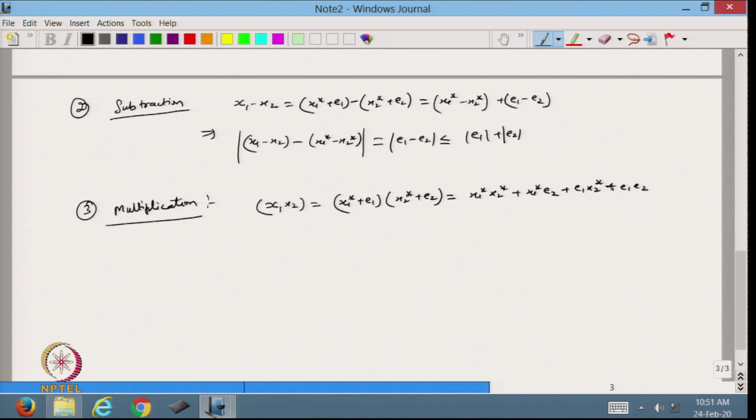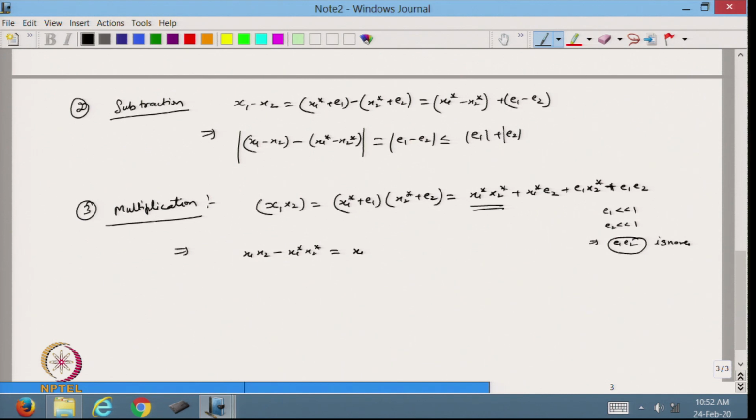E1 E2. Now in this case we know that the error is always very small. So E1 is very small, E2 is also very small. Then from here I can say that E1 E2 is very small as compared to the other terms. So this value is very small and we can ignore this one. So from here I can write x1 into x2 minus, so this factor I will take on the left hand side.